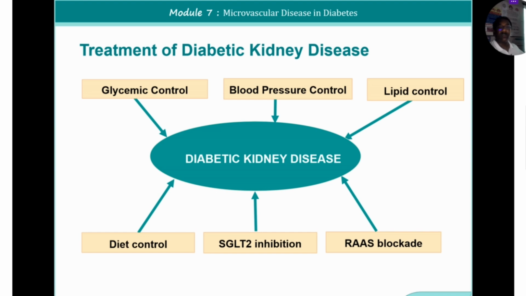Diet control is good, RAS blocker is very important. So these are very, very important in a diabetic kidney. Suppose you understand all these six: good control of the blood sugar, blood pressure, cholesterol. So ABC there. Here a good diet control, physical activity, cessation of smoking, etc. Then the SGLT inhibitors are very good renoprotective, and RAS blockade is also very important in diabetic individuals.